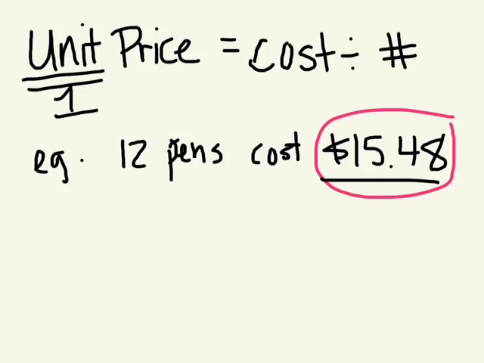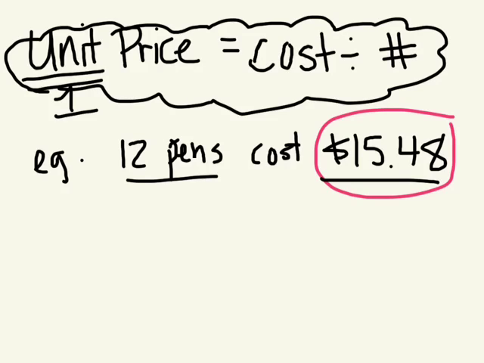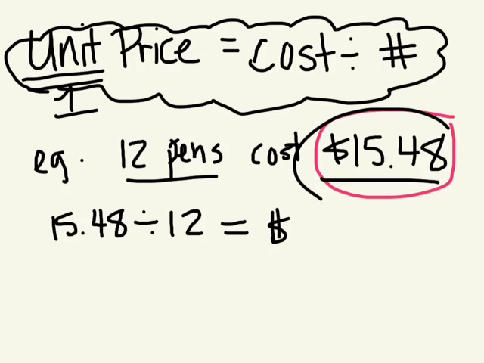So you're taking the cost and you're dividing it by the number. That's what you're always going to use to find the unit price. You're going to take the total cost and divide it by the total number in the package. So $15.48 divided by 12. And what is the cost for one pen? Yep.